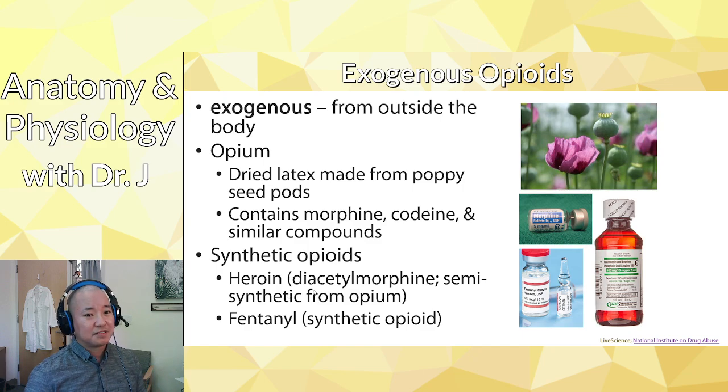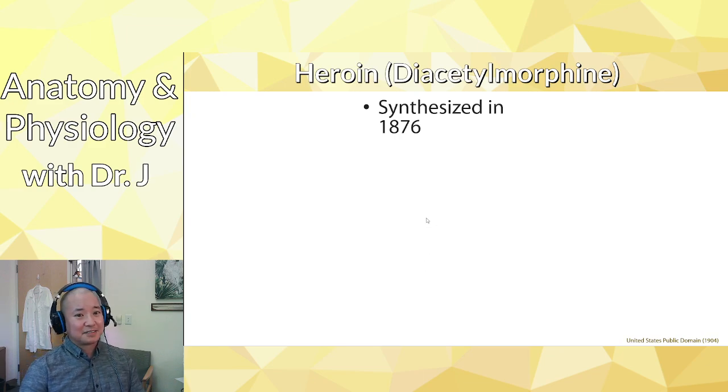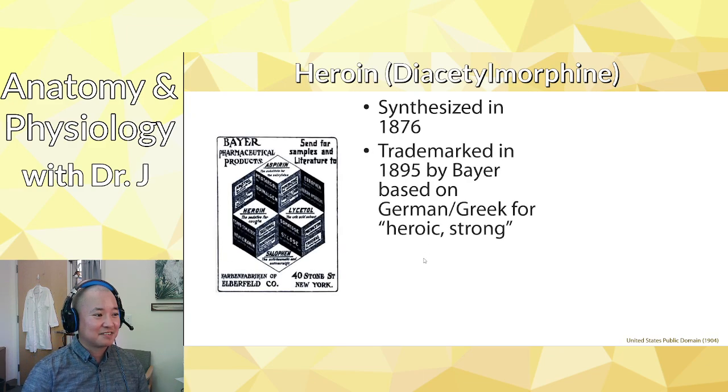That's way more powerful than just your natural ones and even previous types of synthetic opioids. So heroin is an old one. It was actually synthesized in 1876, and it was trademarked. So what was it like? Opioids and heroin for coughs.